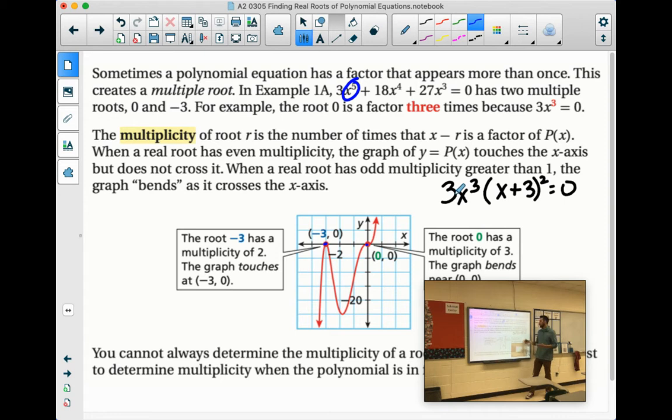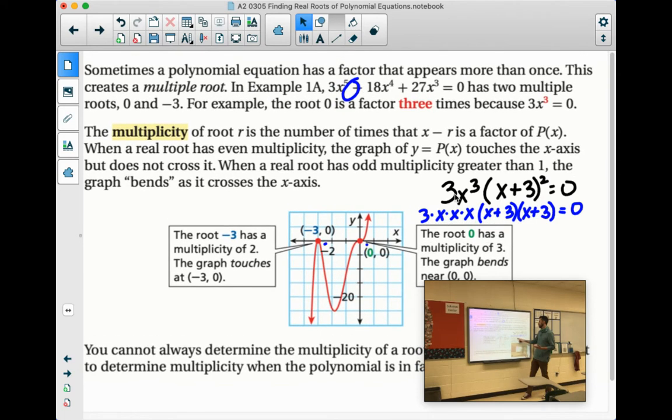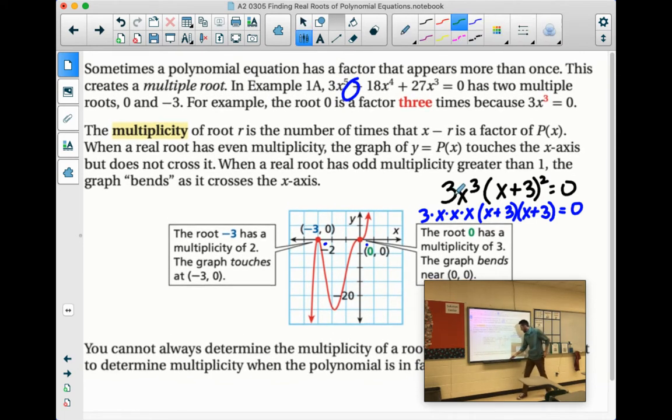I want you to think of 3x to the third as 3 times x times x times x. (x plus 3) squared is like (x plus 3) times (x plus 3). If you look at it expanded like that, it might be easier to see the multiplicity. Let me see, is there any spot where I have more room? No, there isn't.